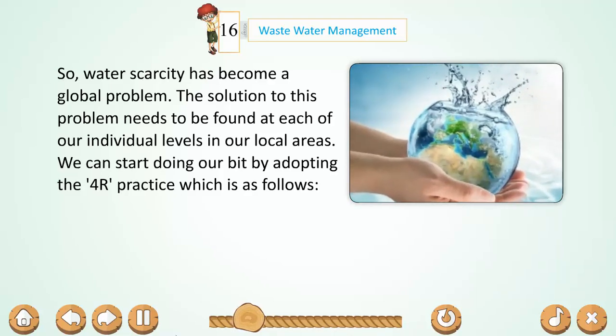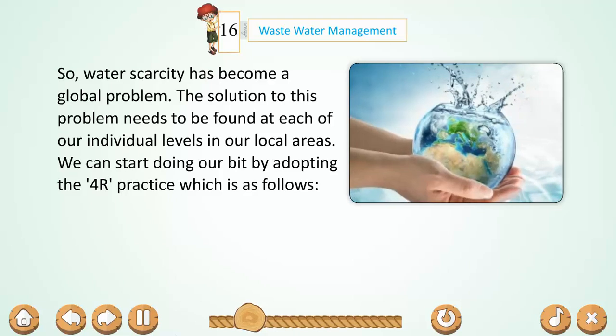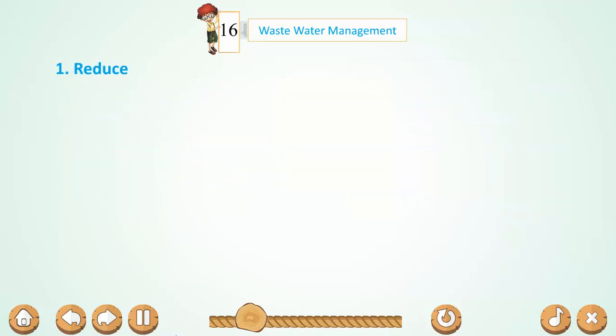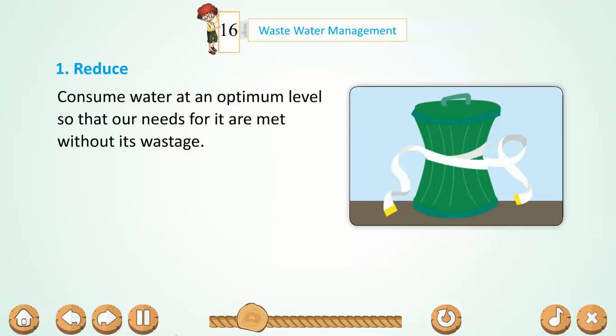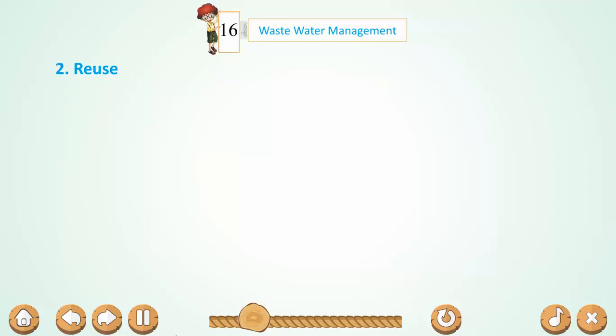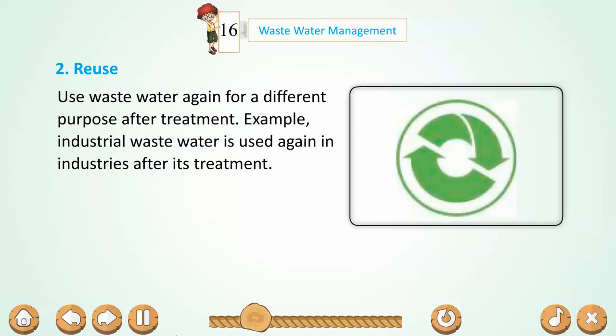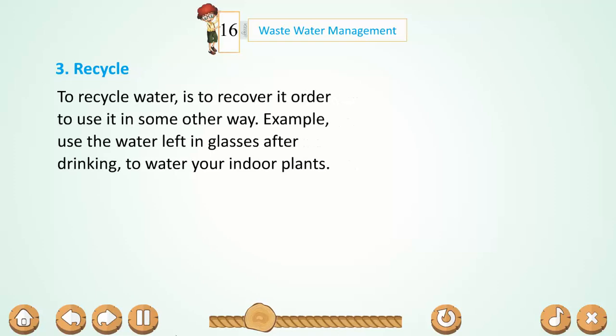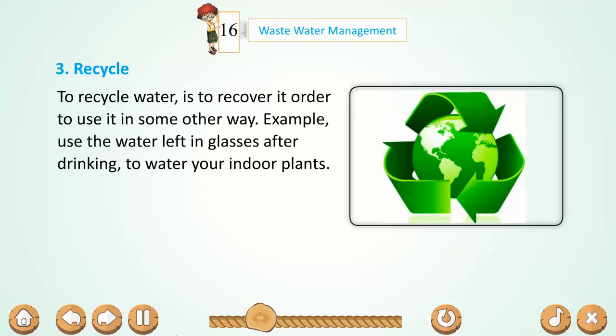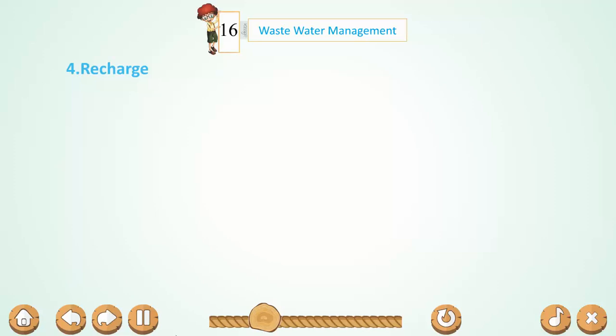We can start doing our bit by adopting the 4R practice, which is as follows. Reduce. Consume water at an optimal level so that our needs for it are met without its wastage. Reuse. Use wastewater again for different purposes after treatment. For example, industrial wastewater is used again in industries after its treatment. Recycle. To recycle water is to recover it in order to use it in some other way. For example, use the water left in a glass after drinking to water your indoor plants.